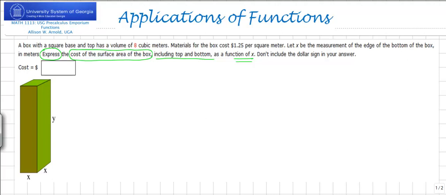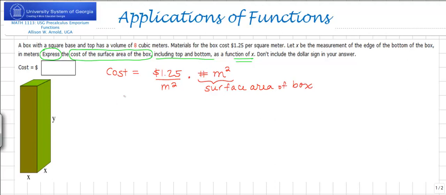Well, in order to get the cost, we have to understand that the cost would be $1.25 per square meter times the number of square meters. In other words, times the surface area of the box. Okay. Now let's see if we can do this. So we won't write the dollar sign any further. We know that it's 1.25.